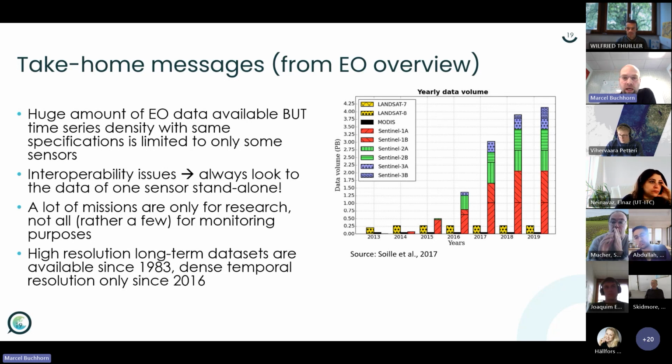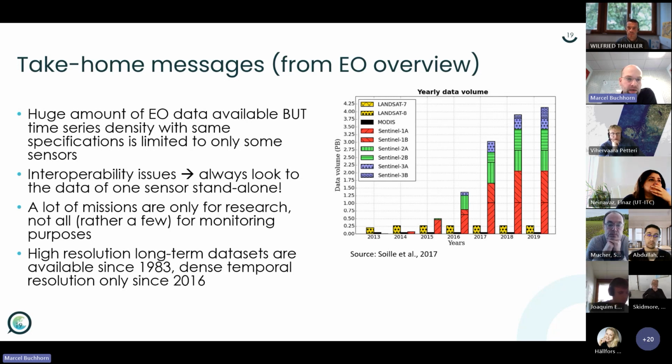So these data amounts are not easy to handle, and you really need specialists in order to process all these data sets. You have interoperability issues, so you cannot just combine all the satellite data and hope to get a product which is lasting over time, because each sensor has to be looked at standalone, or you have to harmonize the sensors against each other. I will show a slide later on why. A lot of missions are only for research, which is the reason that, as you can see in this list, we have mainly Landsat, MODIS, and Sentinel satellites here, because they are long-term planned data sets.